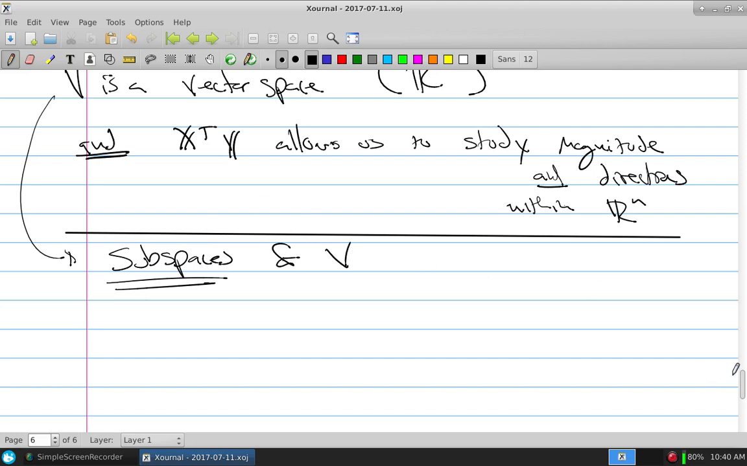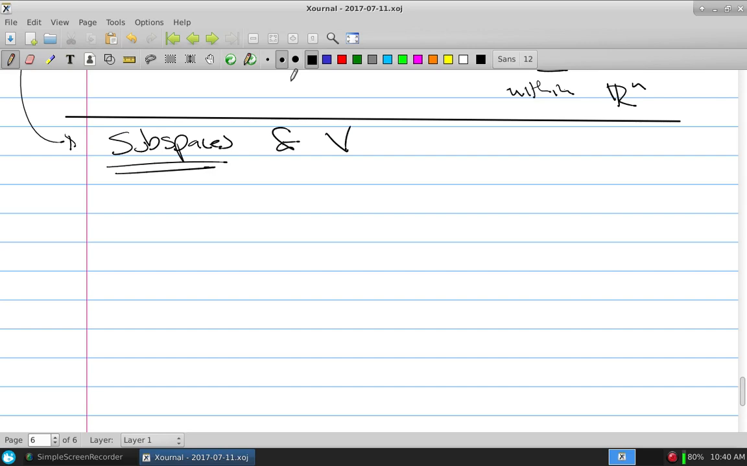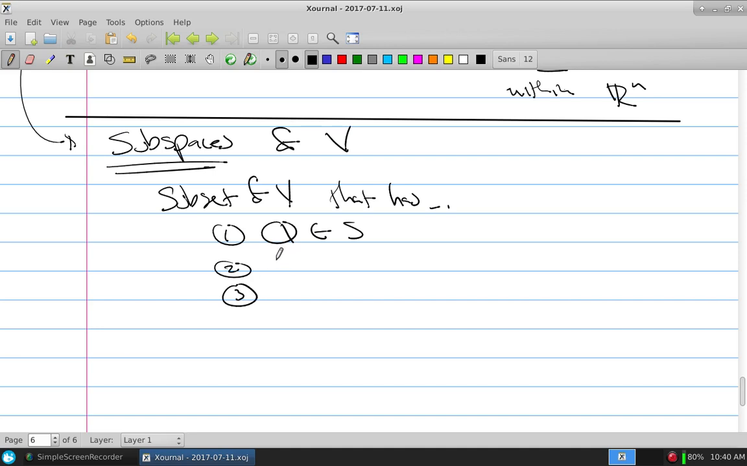If I was given subspaces of V, what's a subspace? It's a subset of V that has a zero object. The zero object is in S, my subspace. And then the second and the third are what? If V is in S, then alpha V is staying in S. And if V1 and V2 are in my subspace, then V1 plus V2 are still in my subspace. I have the closure properties within the elements of my subspace. And I have the zero object within the element, and so this subset is actually a subspace.